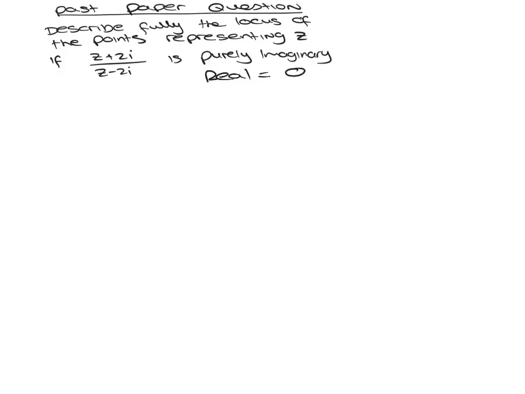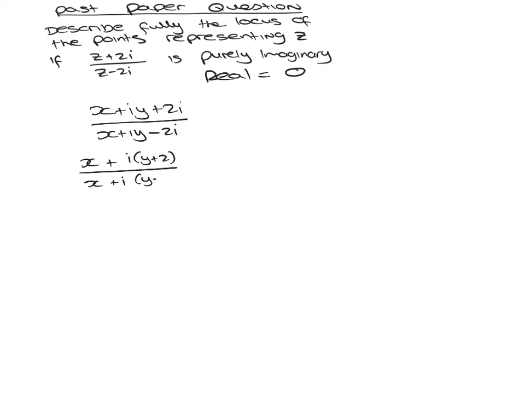So as with all loci questions, we'll start as we usually do, which is replacing z with x plus iy. So we end up with (x plus iy plus 2i) over (x plus iy minus 2i). Then we're going to equate our real and our imaginary. Now, we can't split this into a real and imaginary all the time we've got an imaginary number on the bottom.